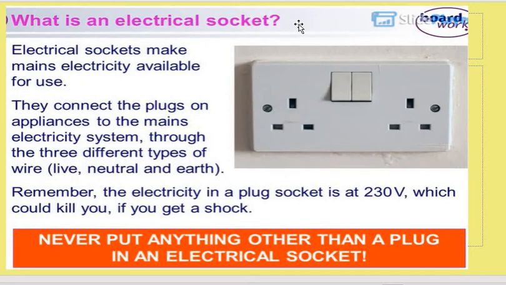What is an electrical socket? Those are the things you find in the walls of your home where you plug in your electric appliances. So it connects plugs, and we call that the main electricity system. This electricity has come all the way from a power station, and in our homes it is 230 volts. So can you just write a sentence about what an electrical socket is?